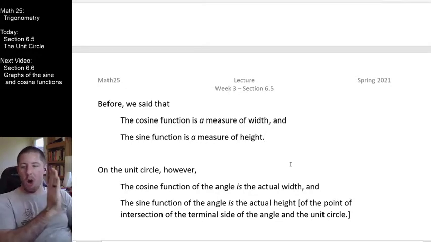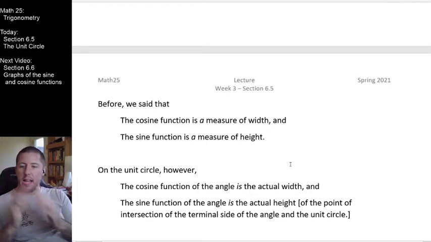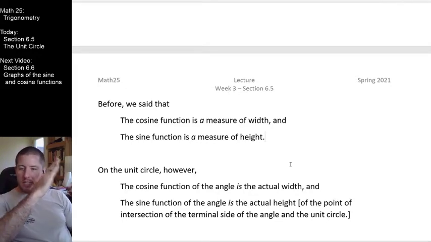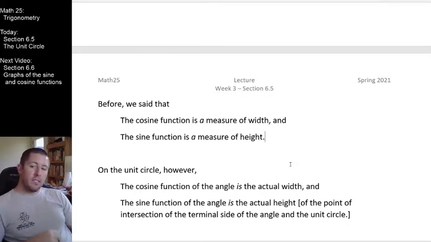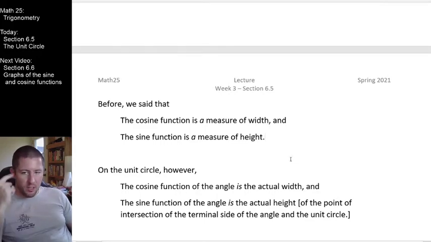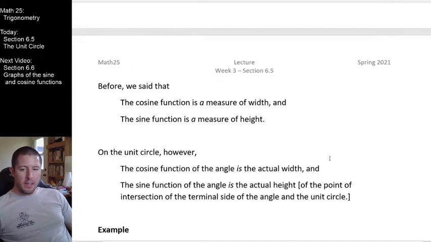So cosine is always going to give us a sense of how far left and right our point is relative to the center if we've opened up a certain number of degrees or radians. Sine is going to say what is the height of our point on the unit circle if we've opened up some number of degrees or radians. Cosine is width, sine is height. That's never going to change. So that's one thing to burn into your brain.